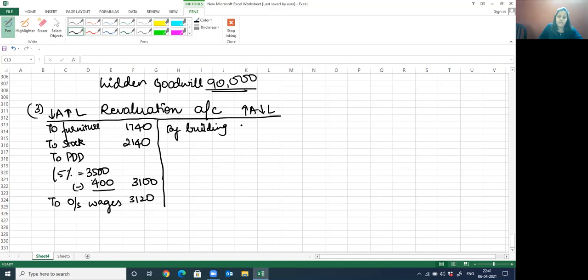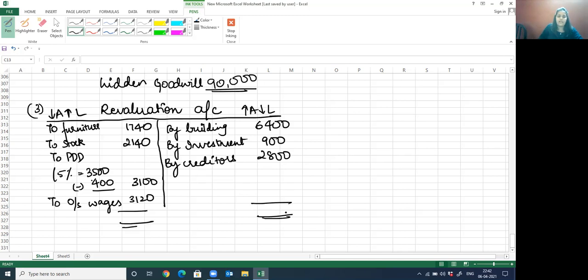So by building is appreciation 558 400. So 52. So it will be 6400. Value of investment to be increased by 900. So by investment 900. And lastly, creditors not to be paid. So by creditors decrease in liability 2800. So if you check, your revaluation account will tally at 10,100.